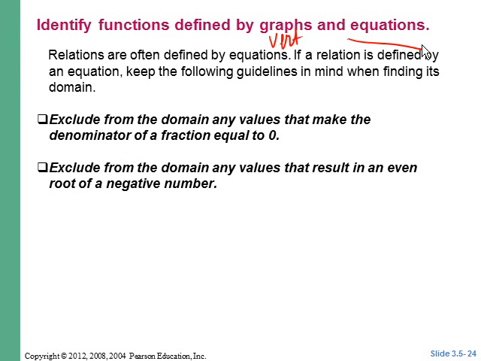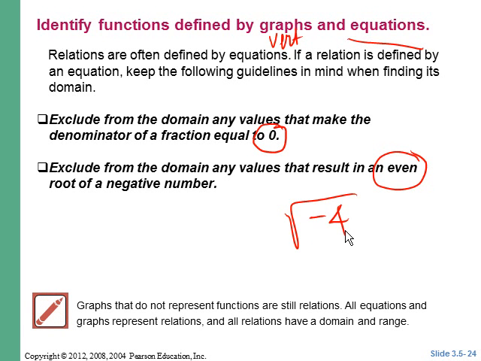Relations can be defined by equations. If it is defined by an equation, the domain can't be 0 because of a fraction, the denominator can't be 0, and you can't have an even root of a negative number. So, for example, the square root of -4 doesn't exist.